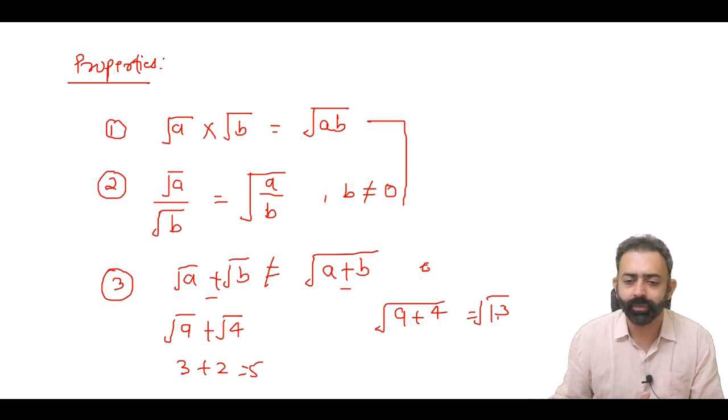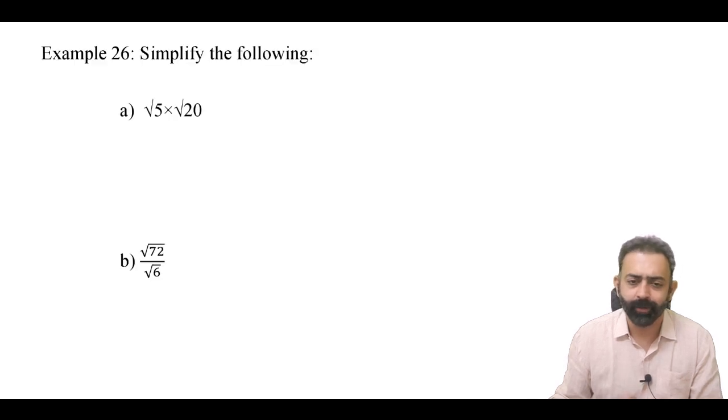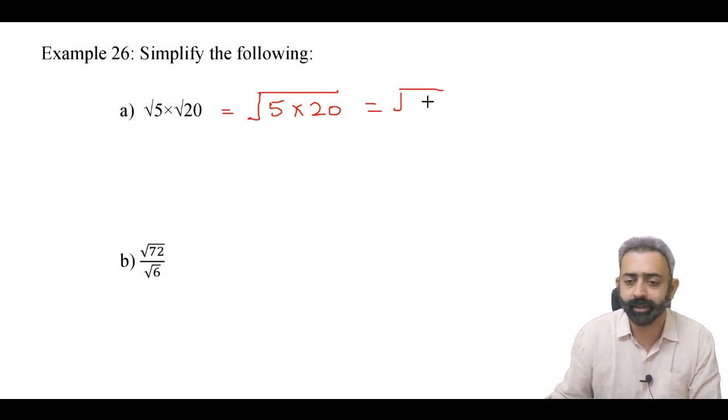And we will do this by taking some examples. We won't verify this. It is quite understandable. So the question can be: simplify the following. As I told you, these two roots are calculated separately. This can be written as: you first multiply 5 with 20 and then take the square root. So this will give me the square root of 100, which is 10.